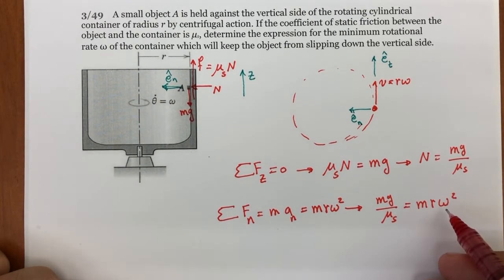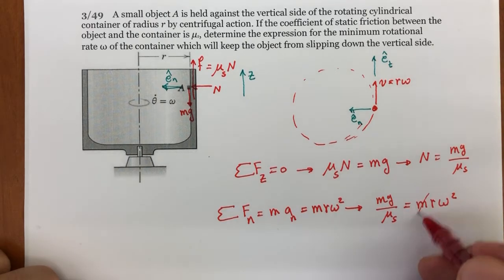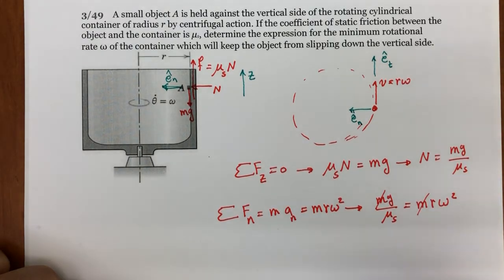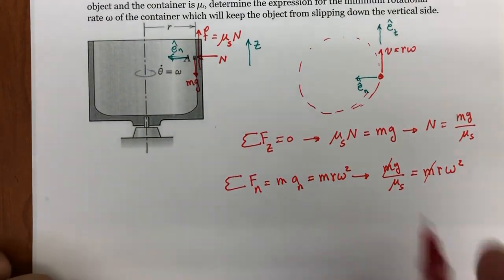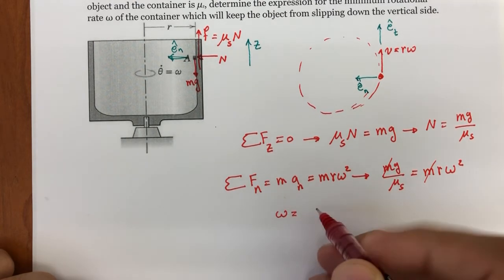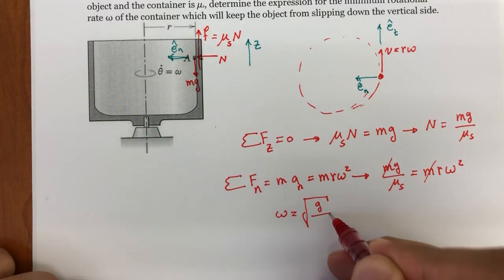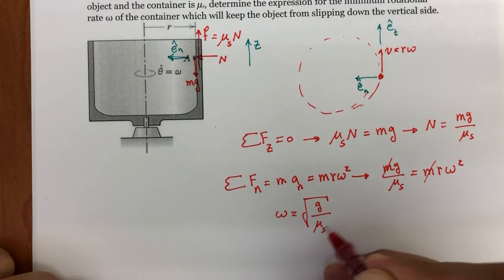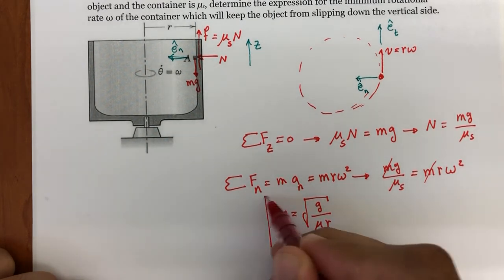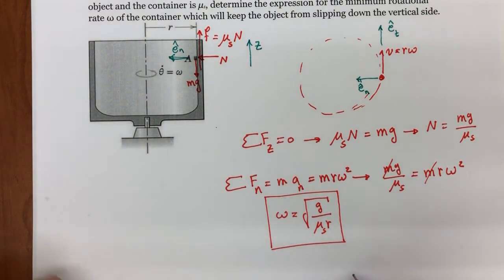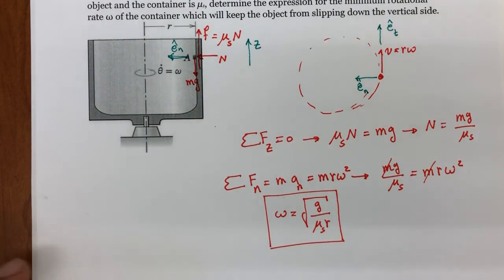Now we found an expression for this omega, right? m is going to cancel out, which means this problem is independent of the mass. And omega is going to be equal to the square root of g divided by mu s times r. So this is the minimum angular velocity that we need to keep that particle in its place.